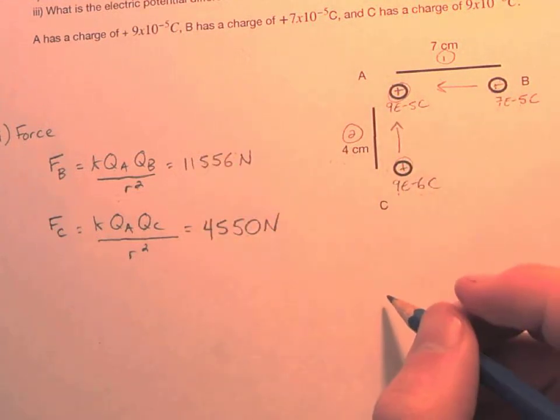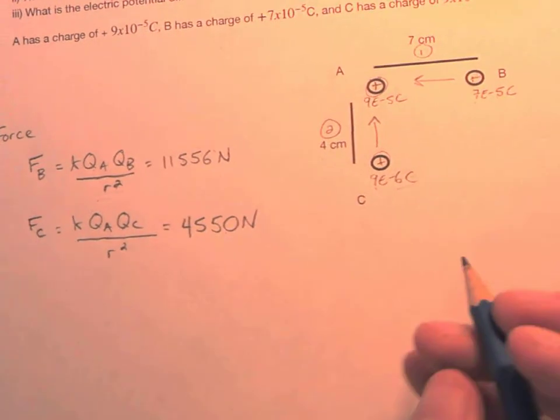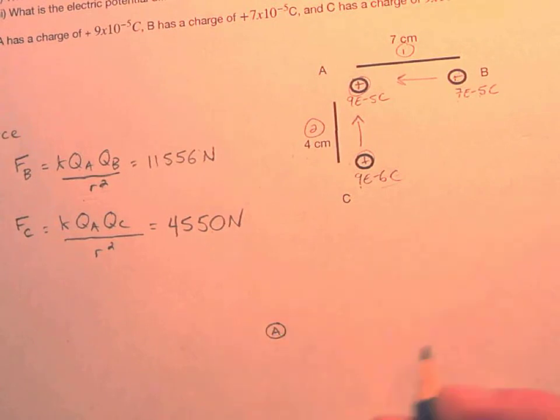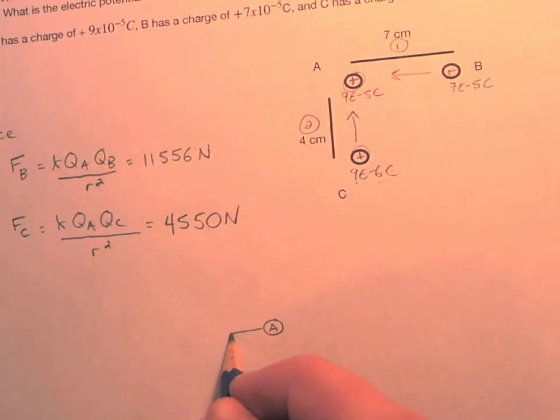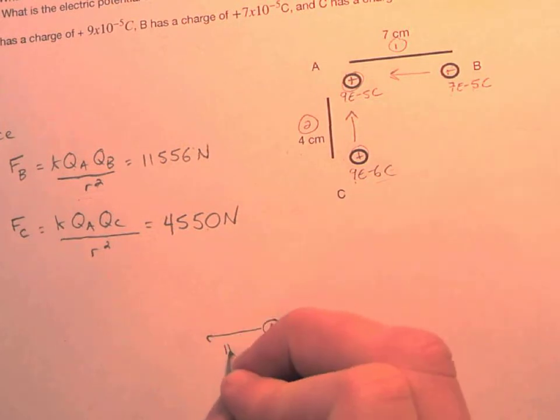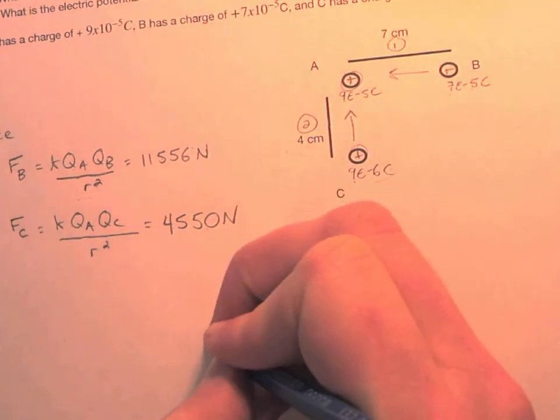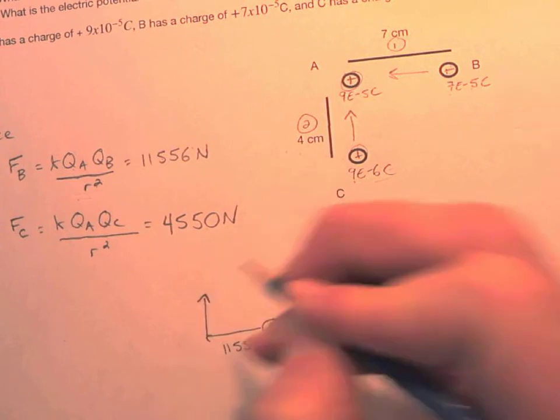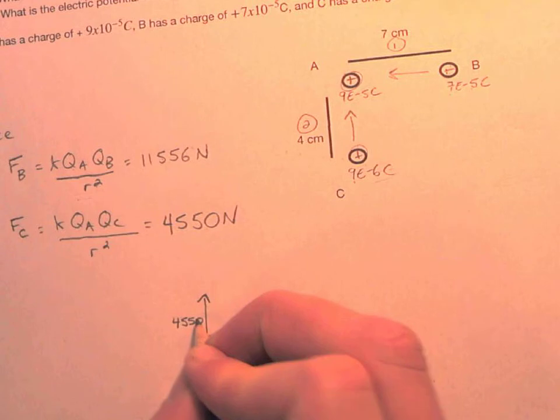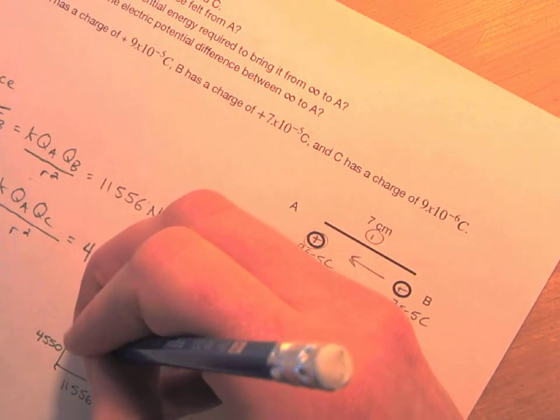So now we have our two values. We can't just add them together though, because they're not in the same direction. So we're going to draw a little separate picture. A is going to feel a force this direction from B, which we calculated to be 11,556. And then it's going to also feel a force up from C, which is 4,550.